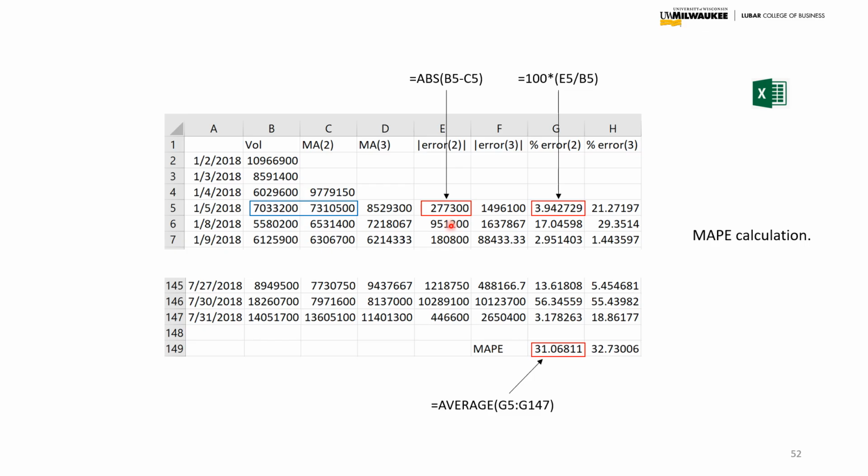Instead, what I did was I took the prediction error in absolute value and divided it by the observed value of 7,033,200, multiplied times 100 to give the prediction error in terms of how off it was in percentage terms. Averaging down this column, we get mean absolute percentage error, which we find for the moving average 2 to be 31.068%. You can also see I calculated MAPE for the moving average 3.